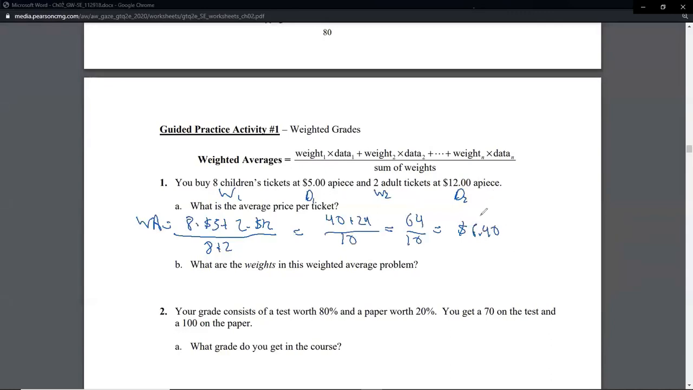And yes, that does make sense, because this value is between the two different prices we're paying. 640 is between 5 and 12. In an extended, does it make sense? And I'll say yes, it does. We bought more children's tickets, so the average should be closer to the children's ticket price.